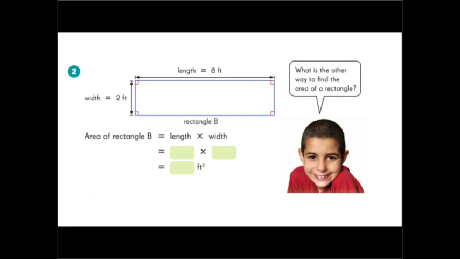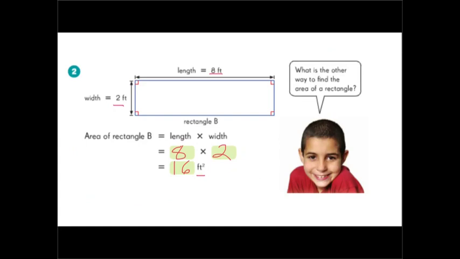Let's try this one. Please try to do this one by yourself. We see that there are 2 feet by 8 feet. So we have an array, and we can say the length is 8, and the width is 2. 2 times 8 is 16 feet squared, or square feet. 16 square feet.